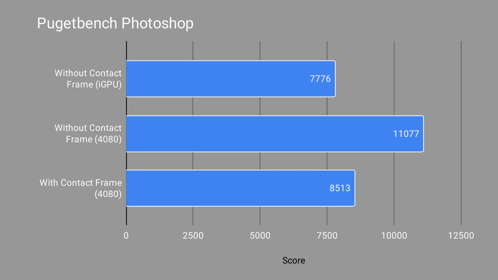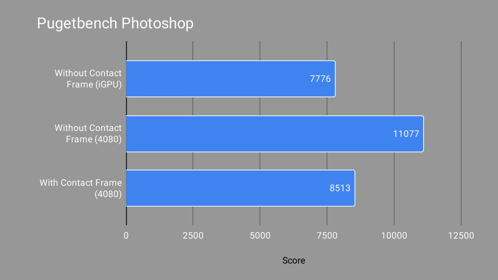I don't know what happened, but initially when I did the no contact frame test, I didn't have the GPU installed. Got around 7,700 points. Installed the GPU, ran the Photoshop test again, got over 11,000 points. But with the new contact frame, I don't think I've done anything different with the GPU. I was only getting 8,000 something points. So I really don't know what happened with the Photoshop benchmark.